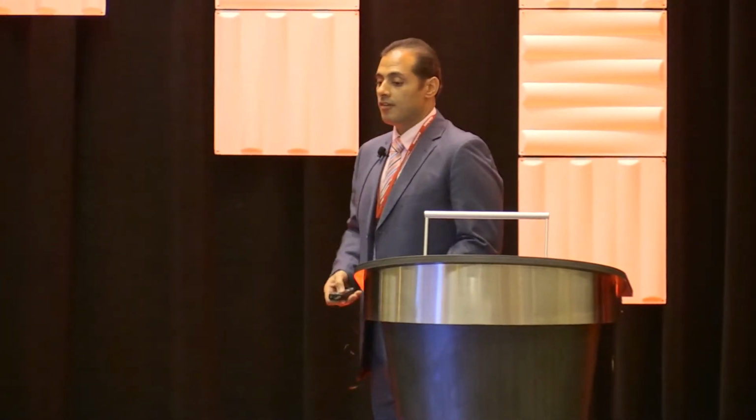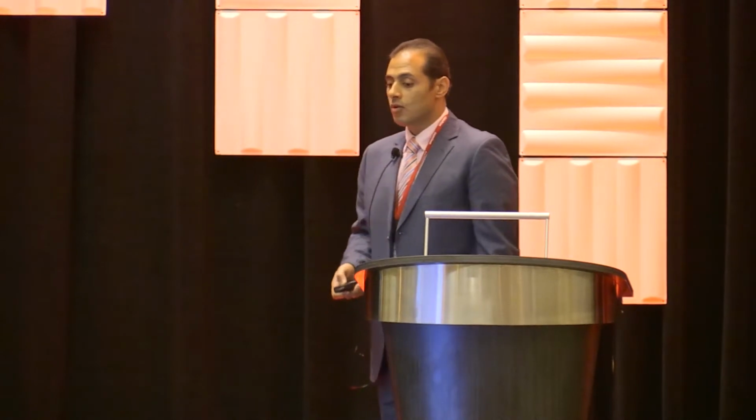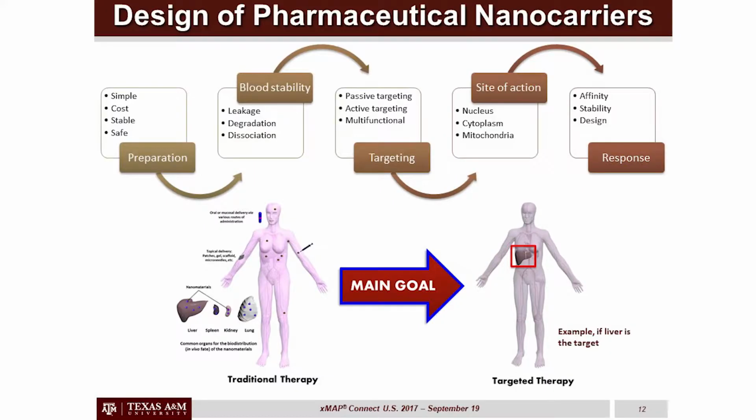For more information on the design of these pharmaceutical nanocarriers, you can refer to this review, or also for the combined use of diagnostic and therapeutic agents for drug delivery applications. There are many factors to be considered in the design of pharmaceutical nanocarriers, from the preparation to the therapeutic response. Because it is beyond the focus of this talk, I just would like to highlight the main goal of our research.